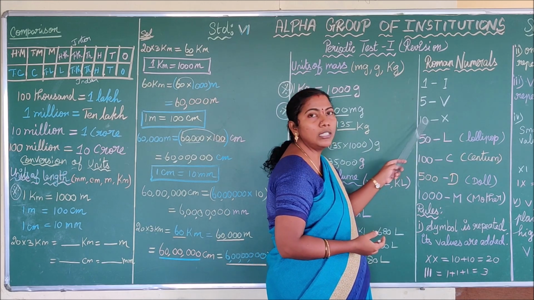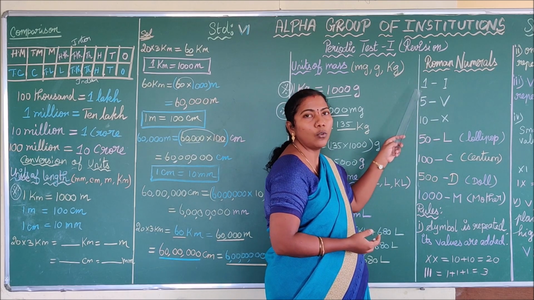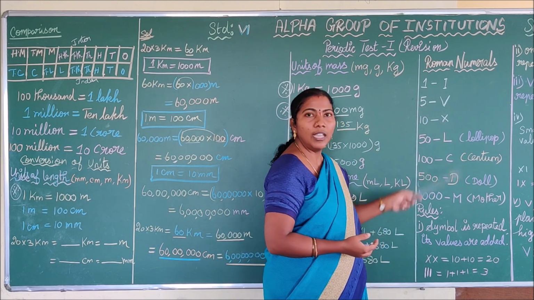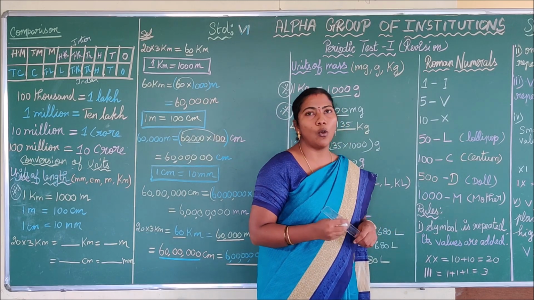Similarly, the value of X is 10. The value of V is 5. The value of I is 1. So you have to definitely memorize the values along with the letters. Next we are going to see the rules to write the Roman numerals.